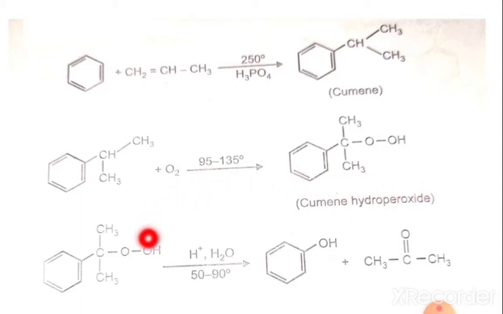In the next step, the cumene hydroperoxide undergoes hydrolysis, H plus H2O, and here we get phenol plus acetone. This is a simple mechanism. That means preparation of phenol from cumene. In the first step, benzene is treated with propene, and we get the formation of cumene or isopropyl benzene. In the next step, the isopropyl benzene is treated with O2, and we get the cumene hydroperoxide. This cumene hydroperoxide undergoes hydrolysis, and we get phenol plus acetone.